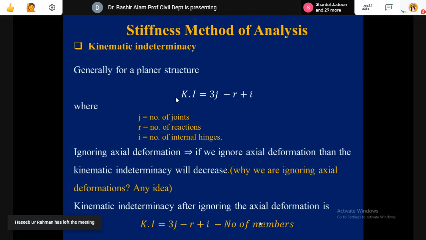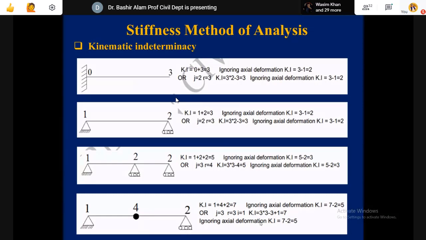Why are we ignoring axials? Any idea? You should be clear, because the axial rigidity will be more and the axial effects will be less. So that is how we can ignore the axial deformation in case of rigid joints, frames especially. Kinematic indeterminacy after ignoring the axial effects will be 3j minus r plus I as we did, and minus the number of members, where we are ignoring the axial effects.